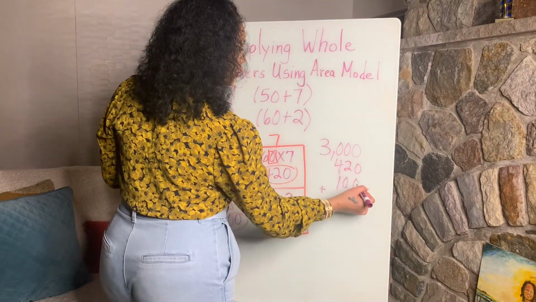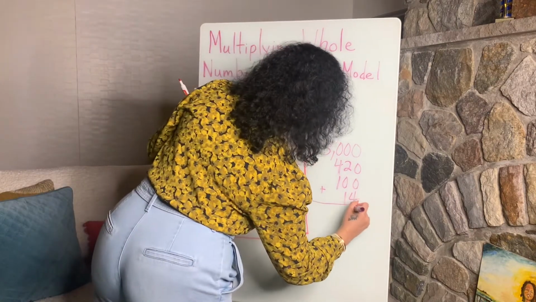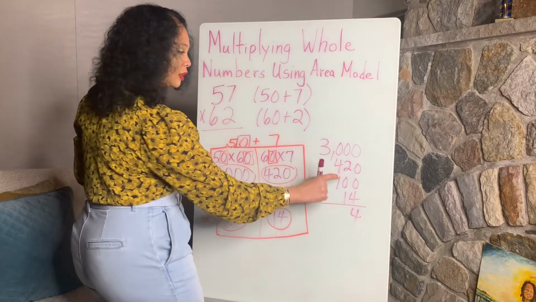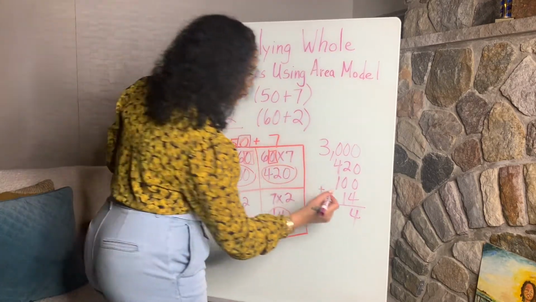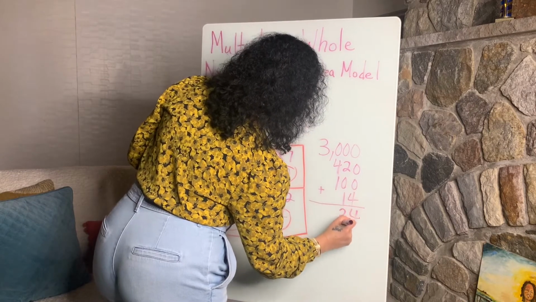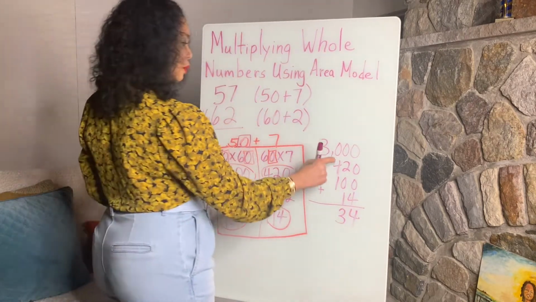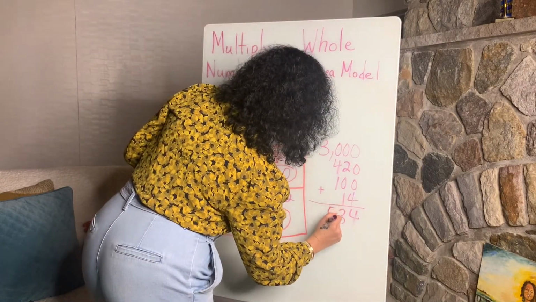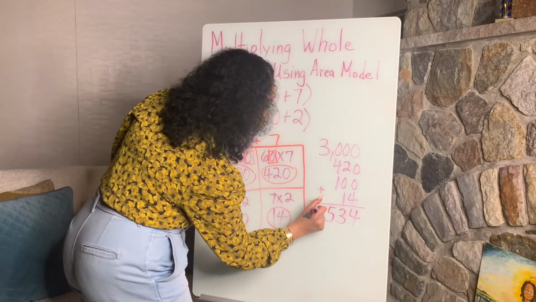0 plus 0 plus 0 plus 4 equals, yes, 4. 0 plus 2 equals 2. 2 plus 0 equals 2. And 2 plus 1 equals 3. 0 plus 4 equals 4. 4 plus 1 equals 5. And 3, and we have nothing here, so we're just going to bring that 3 down.